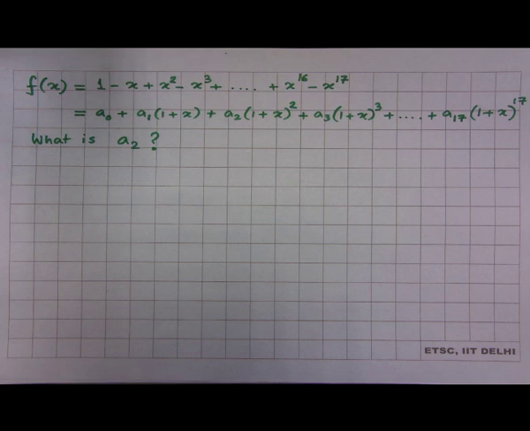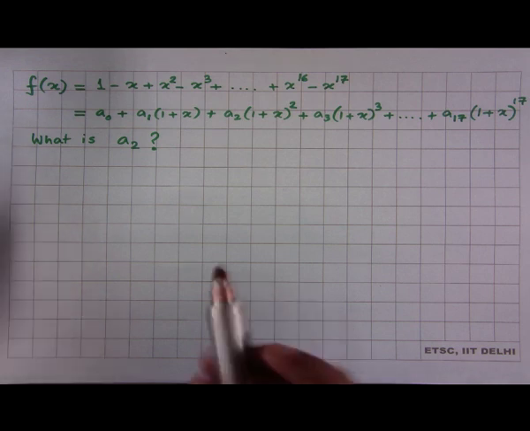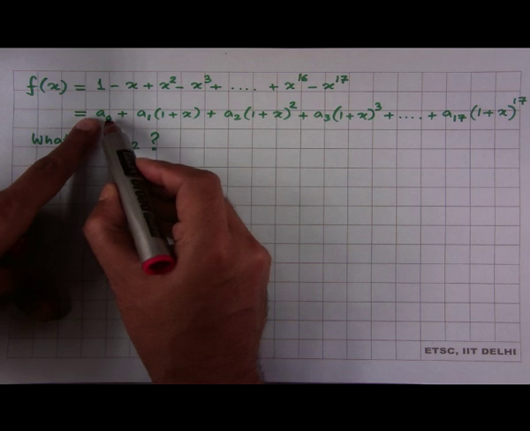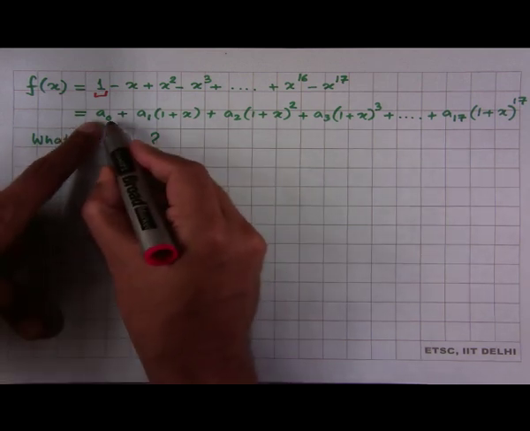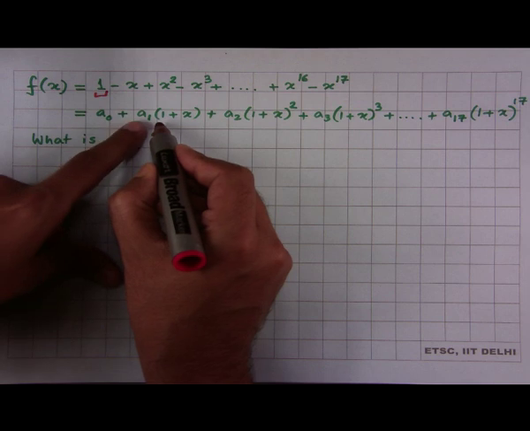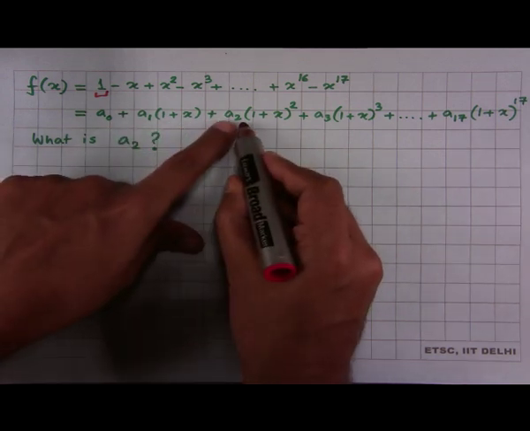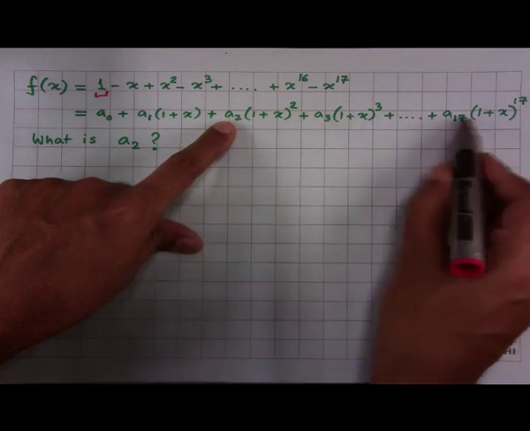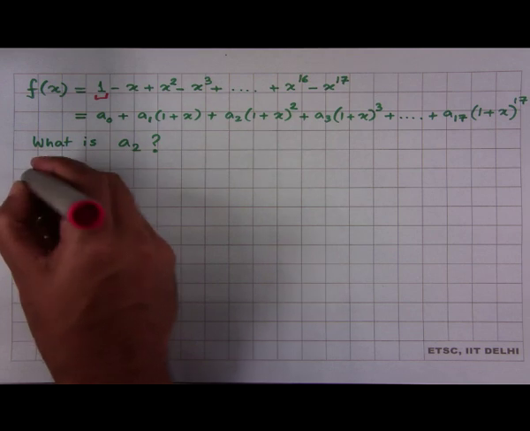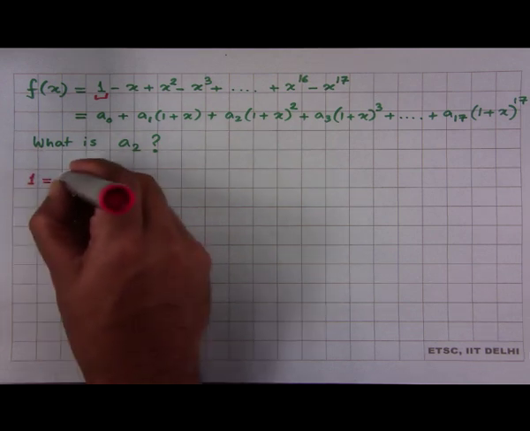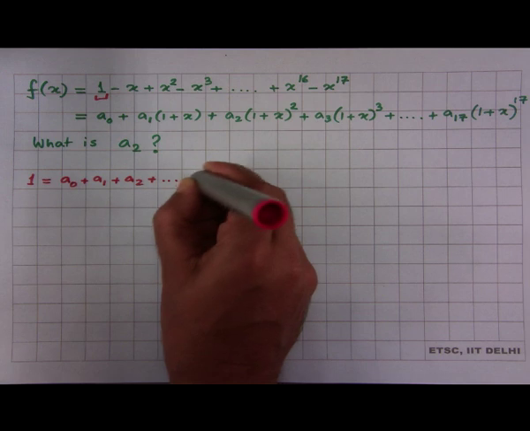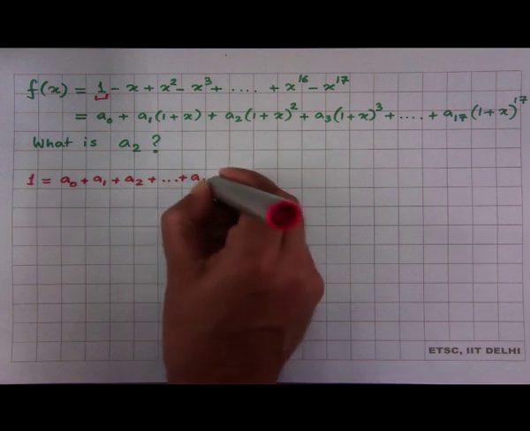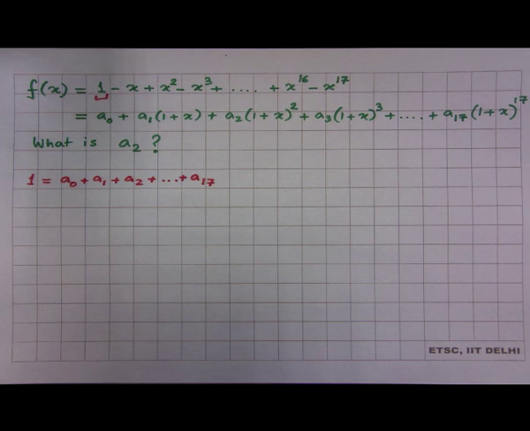So, let us make a few observations. If you look at the 1 over here, then the 1 equates to a 0 plus a 1 plus a 2 plus a 3 plus all the way till a 17. Okay. And that is just the one, the first term.